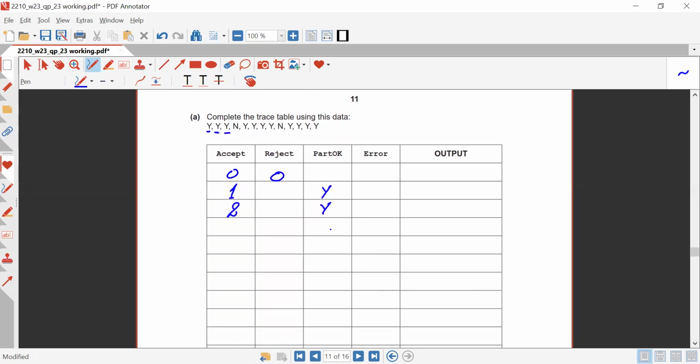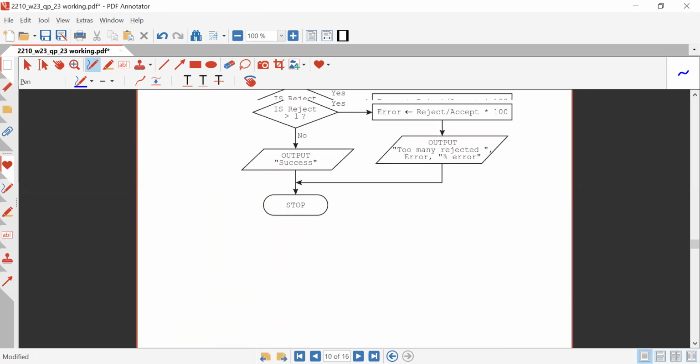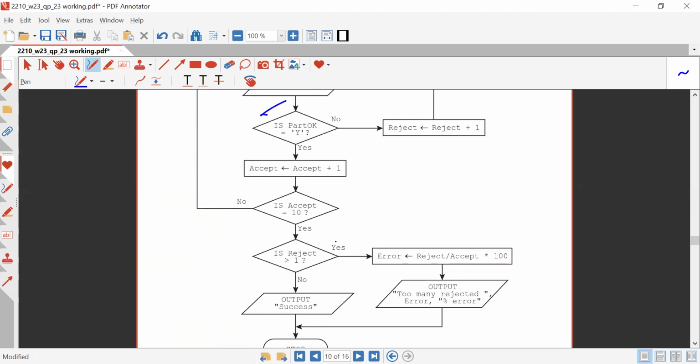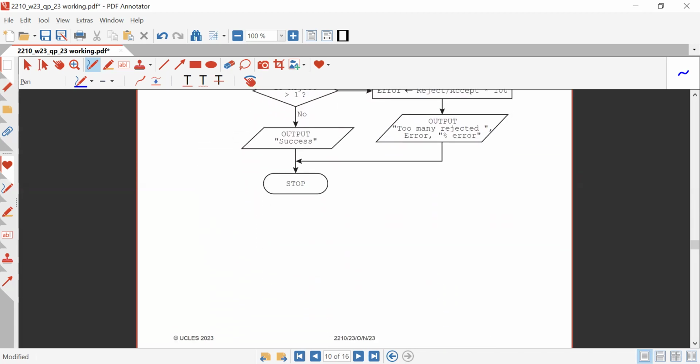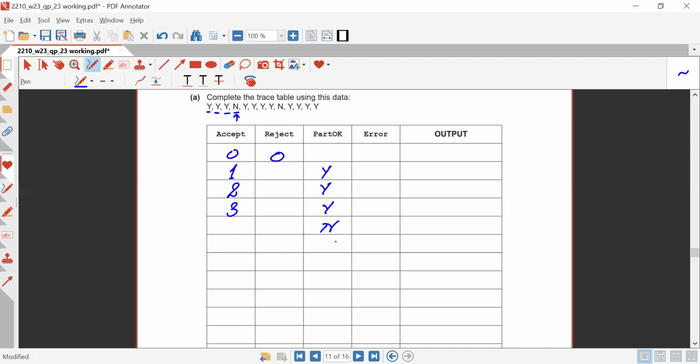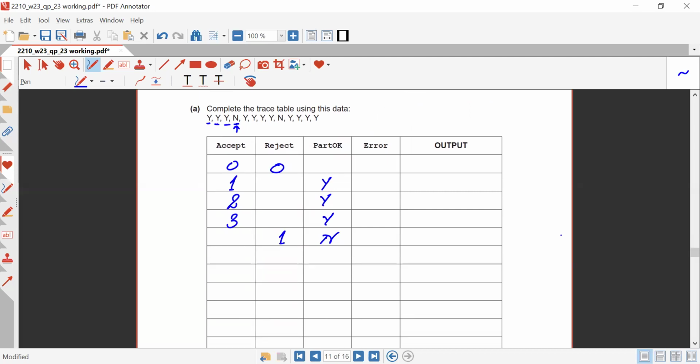Then they are saying y, so this time it will be 3. Again, we are going to input. It will be n this time. Is part okay equal to y? We are saying no. That means our reject will be incremented by 1. So this will give you the value of 1 right over here.